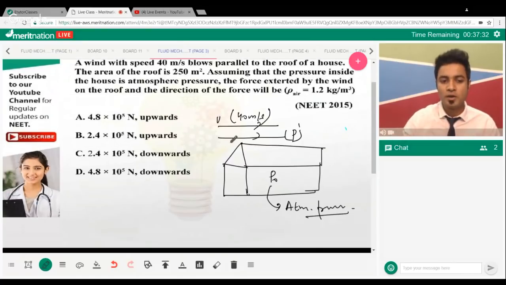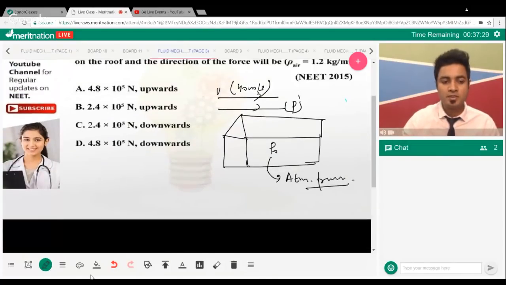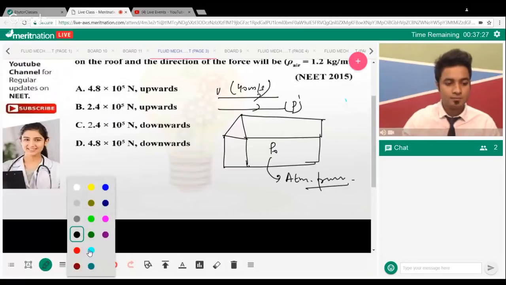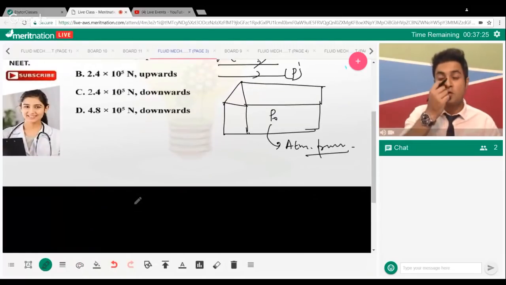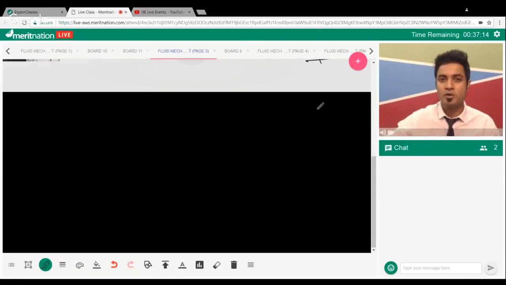So what we are going to do is, we are going to put the, just a moment, we are going to put the Bernoulli's theorem here. So suppose this is a point A, I'm going to take it, and this is the point B, I'm going to take it. So if you're just applying the Bernoulli's theorem on the 2 points, how we are going to do?